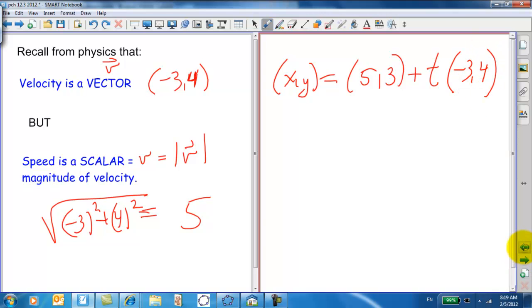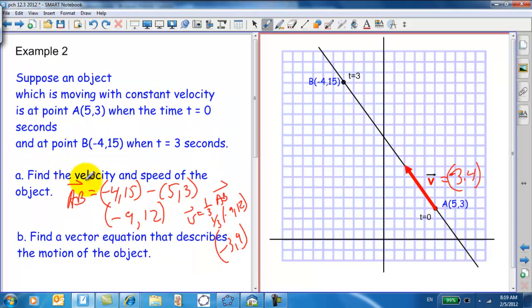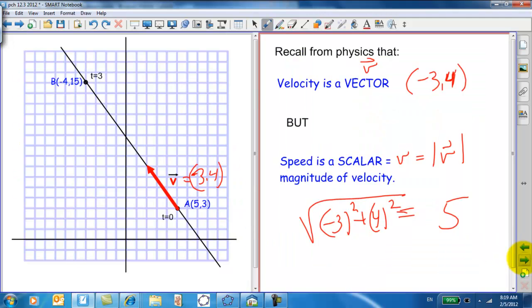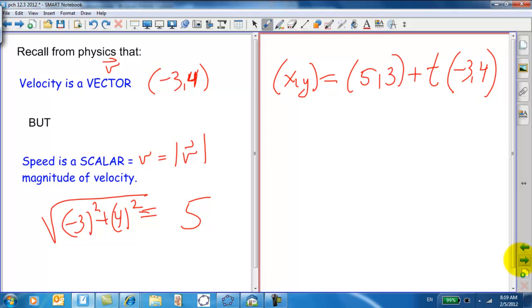So that answers both. We've got our velocity, which was a vector. The velocity was this vector down here. The speed we came up with is just 5, the magnitude of velocity. And the vector equation that describes the motion of the object is (5, 3) plus t times (-3, 4).